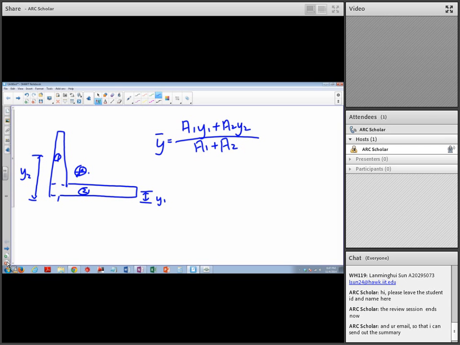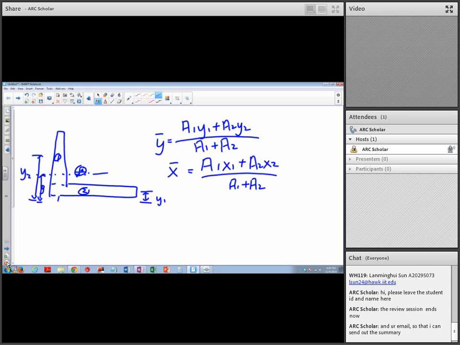Let's say y bar is around here, this height. Then we know that the centroid is going to fall on this axis. But now we need to find where the centroid is going to be. It's going to be here, here, or here. So now we need to find x bar, which is A1 x1 plus A2 x2 divided by A1 plus A2.